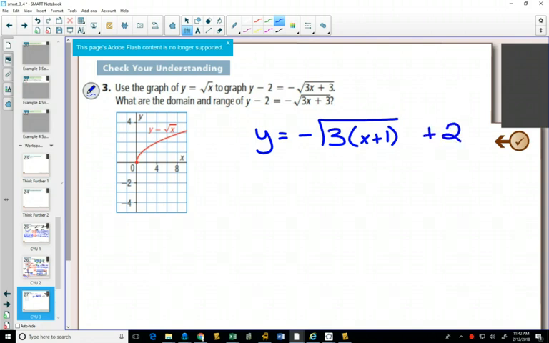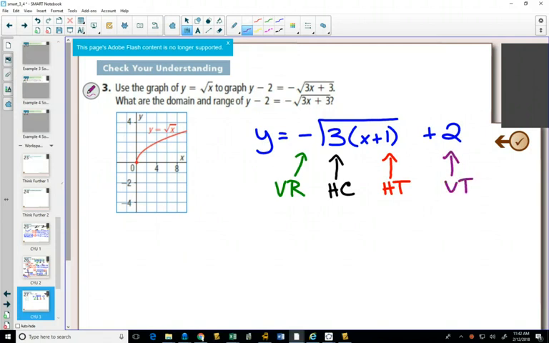So everything is matched up. I can now go from left to right and label things. This negative is outside the function, so it's going to be vertical, and negatives are reflections. So we have a vertical reflection. We have a horizontal compression. That 3 is inside the function. We have a horizontal translation. And finally, that 2 is outside the function. We have a vertical translation.